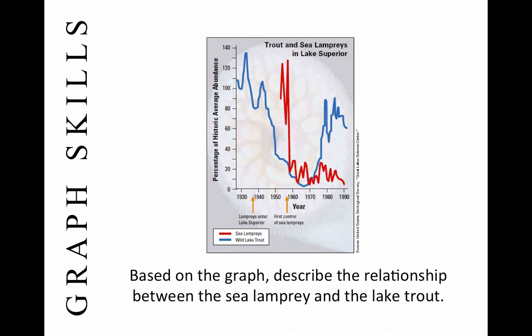The title of the graph is Trout and Sea Lampreys in Lake Superior. On the left-hand side, the graph is showing us the percentage of historic average abundance. This is a very complicated way of saying how many there are of each different species, how many sea lampreys, and how many lake trout. On the bottom, the graph shows us time, going from 1930 to 1990. There are two important points in time labeled. Between 1930 and 1940, sea lampreys first entered into the Lake Superior ecosystem. And between 1950 and 1960, people first started to control sea lampreys.